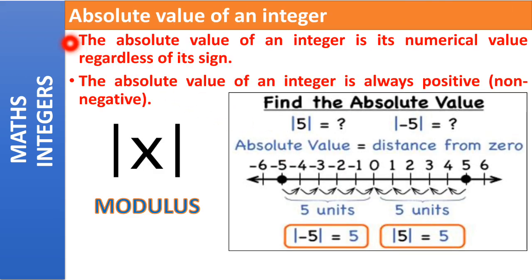The absolute value of an integer. What are we talking about next? We will learn about the absolute value of an integer. The absolute value of an integer is its numerical value regardless of its sign. Regardless means what? Regardless means no matter what.